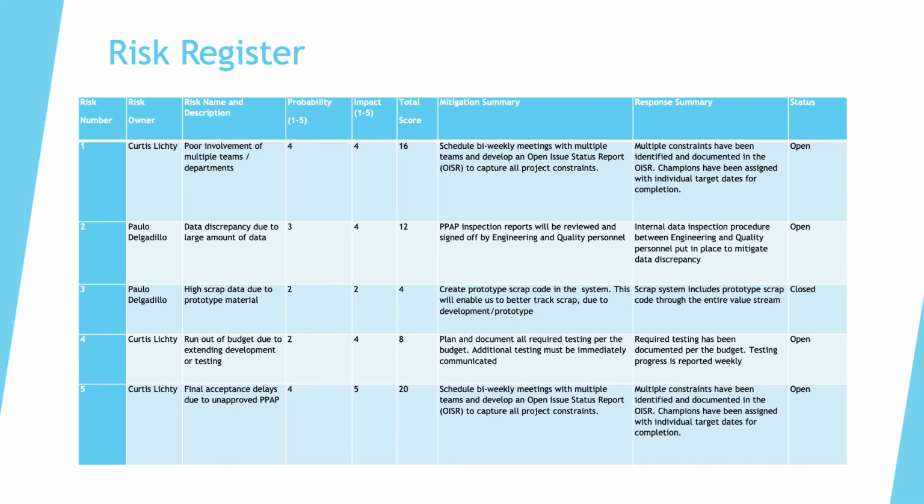Most of our identified risks are currently open, but we have a mitigation plan for each. For example, risk number 5, final acceptance delays due to unapproved PPAP. Our project manager has scheduled bi-weekly meetings with multiple teams and developed an open issue status report to capture all project constraints. These constraints have been identified and a champion has been assigned with individual target dates for the completion of each item.